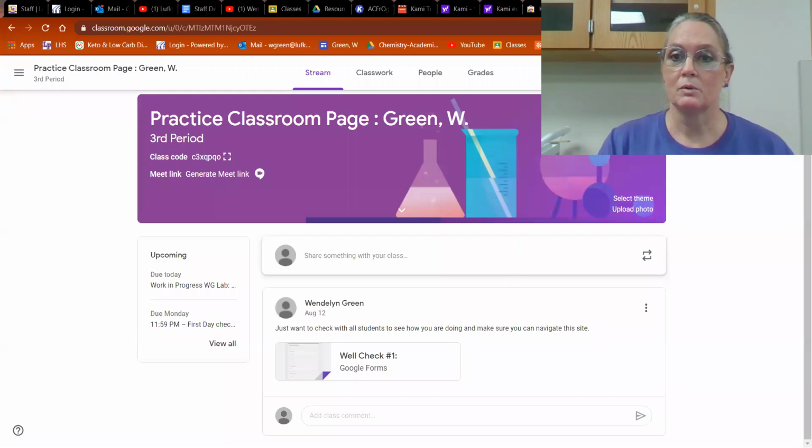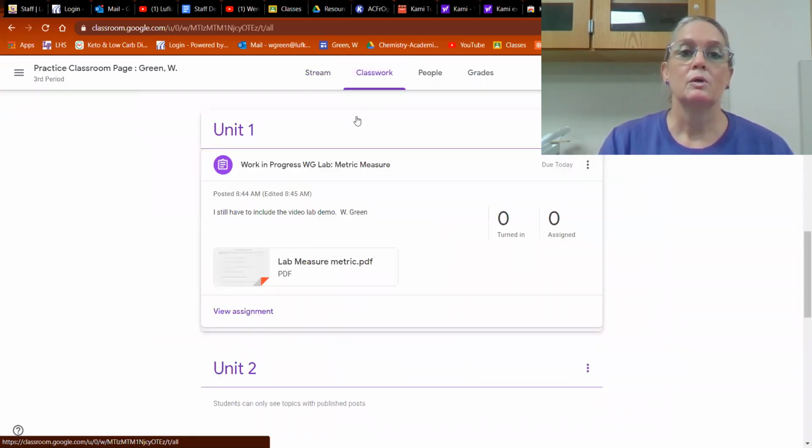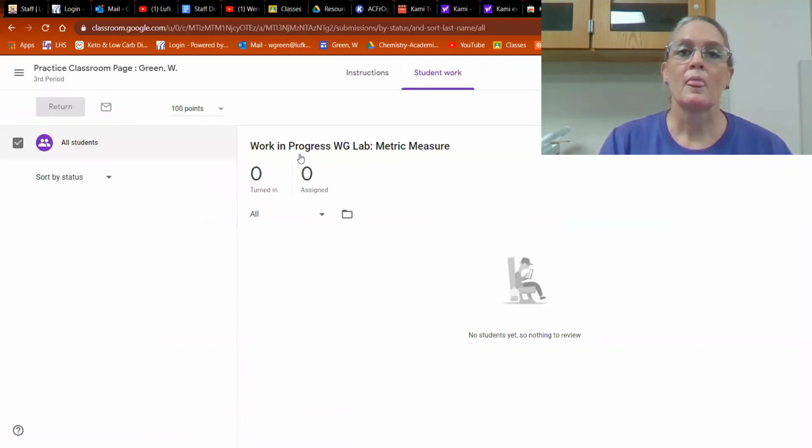I'm going to show you how to put your answers on your document. This is the page I want to share with you. When you get to your classroom and you get to your classwork page, go to classwork, and you will see an assignment for you. Click View Assignment. And this will tell you what you've made on it.